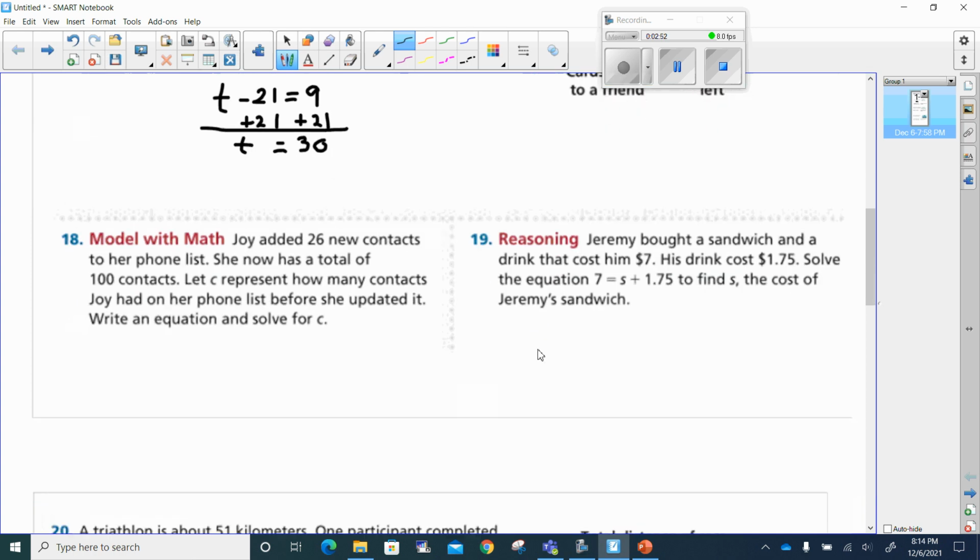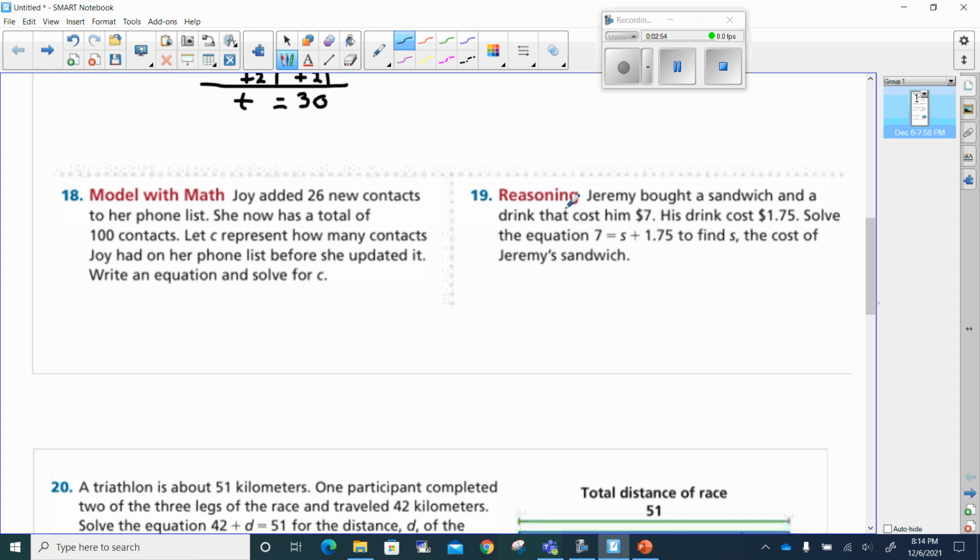Going to number 19 now. Jeremy bought a sandwich and a drink. Cost him $7. All right. The drink costs $1.75. Well, it looks right here, they got the equation already made for us. I'm going to write one out.